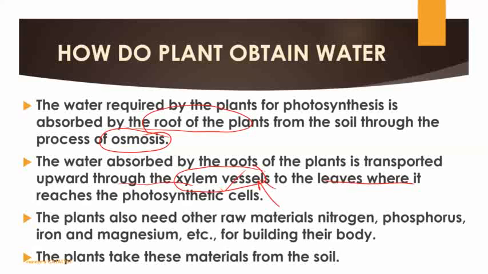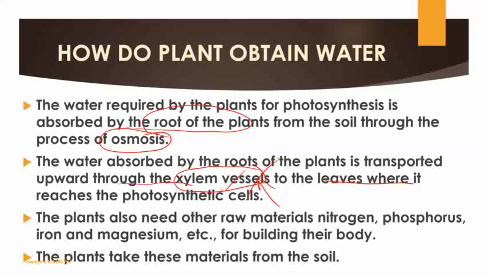So this water will be utilized by the leaf for the process of photosynthesis, which is provided by the xylem vessel. And this water is absorbed from the soil by the process of osmosis. The plant also needs other raw materials like nitrogen, phosphorus, iron and magnesium. There are lots of minerals present in our soil, and all these minerals are needed by the plant, and are very important for us also. So these minerals, along with water, get moved upward by the xylem vessel.